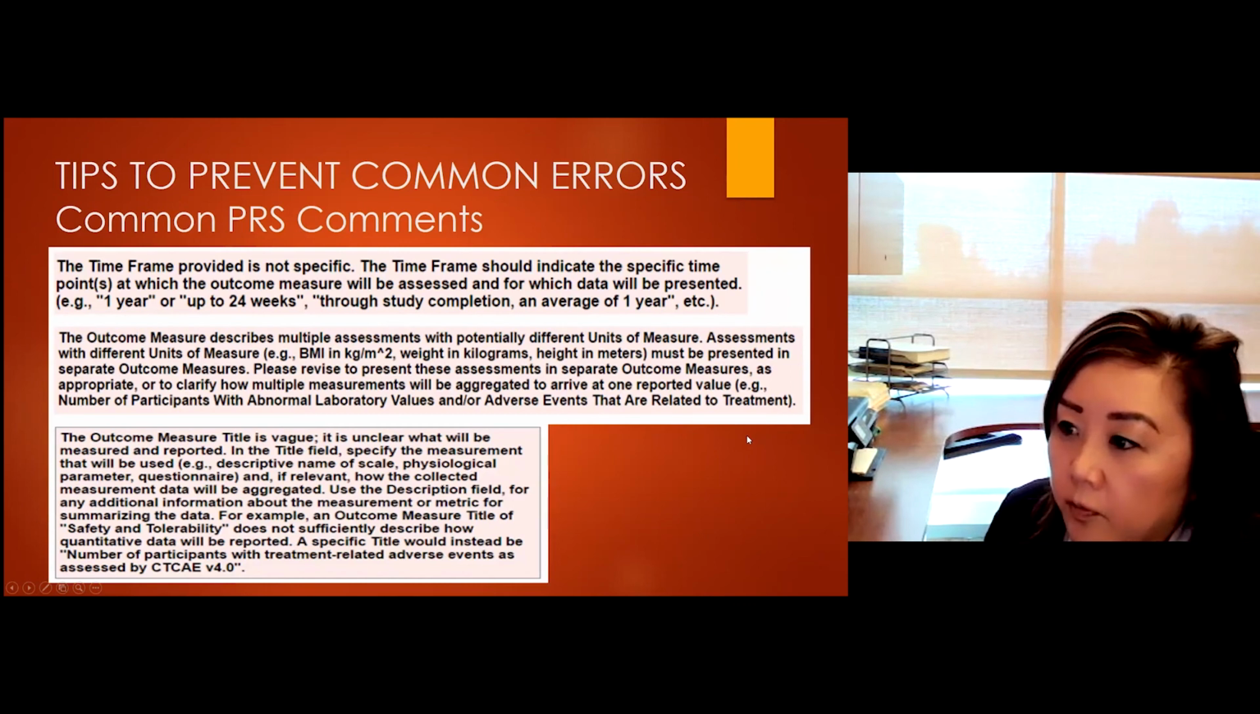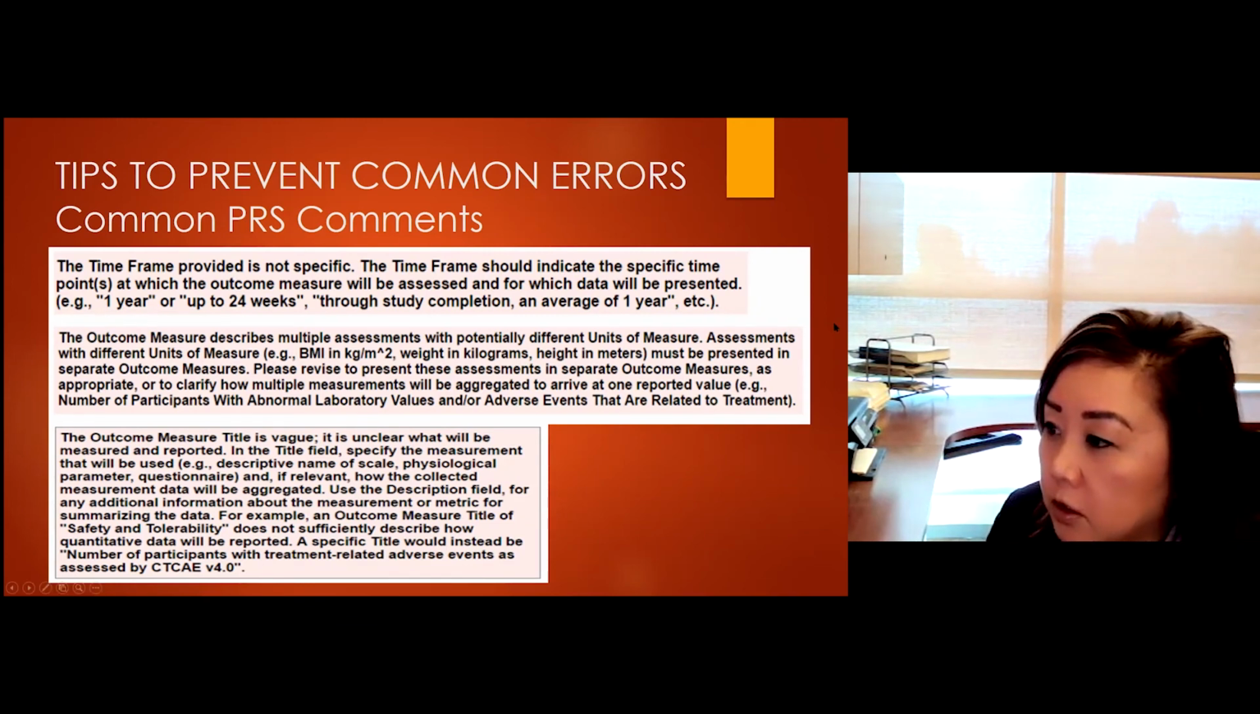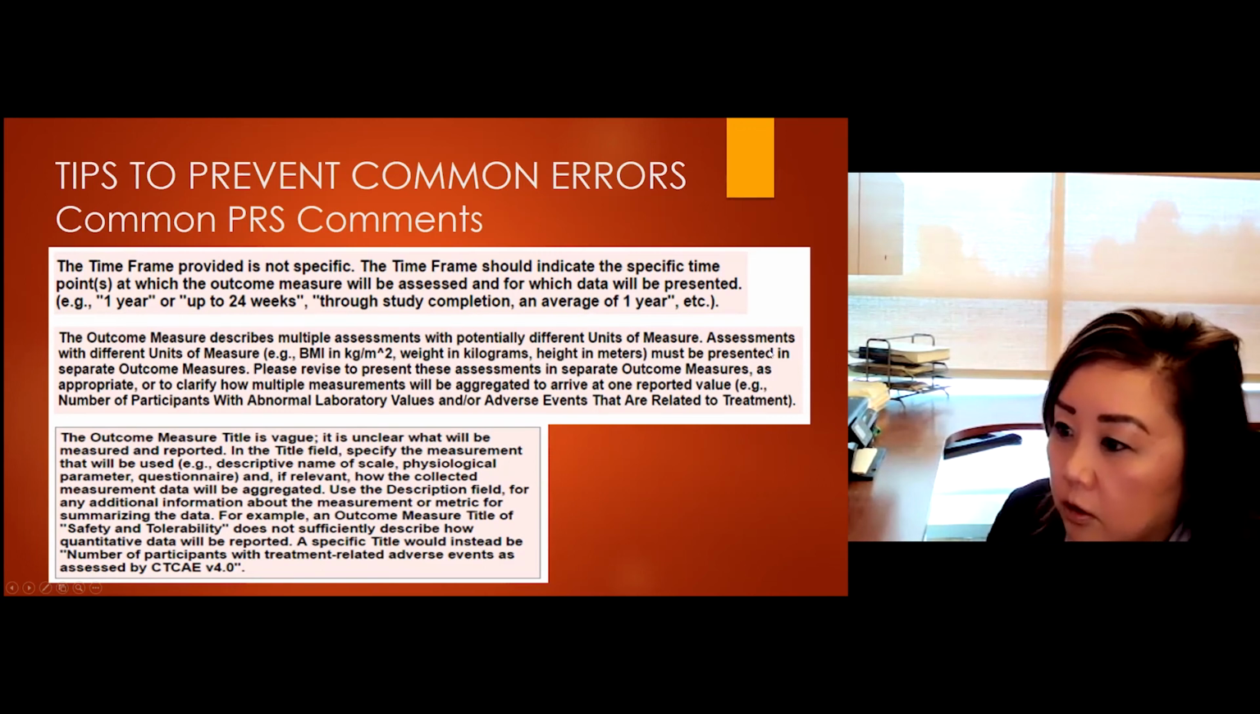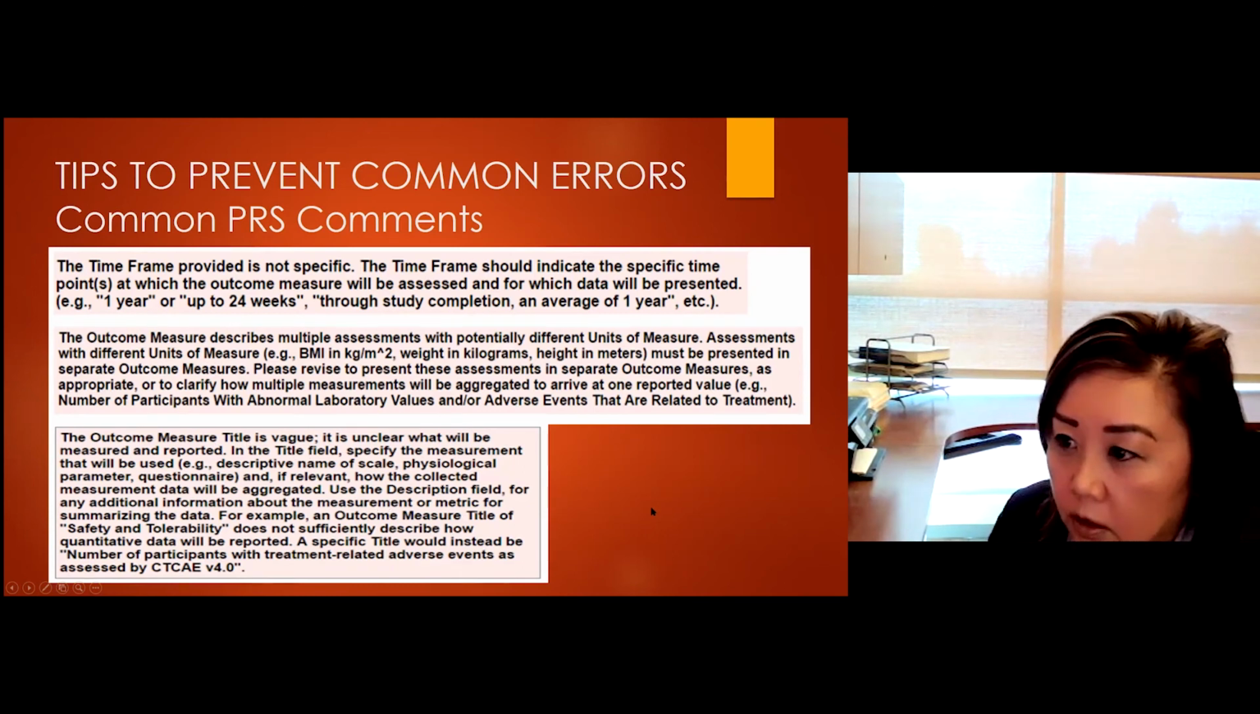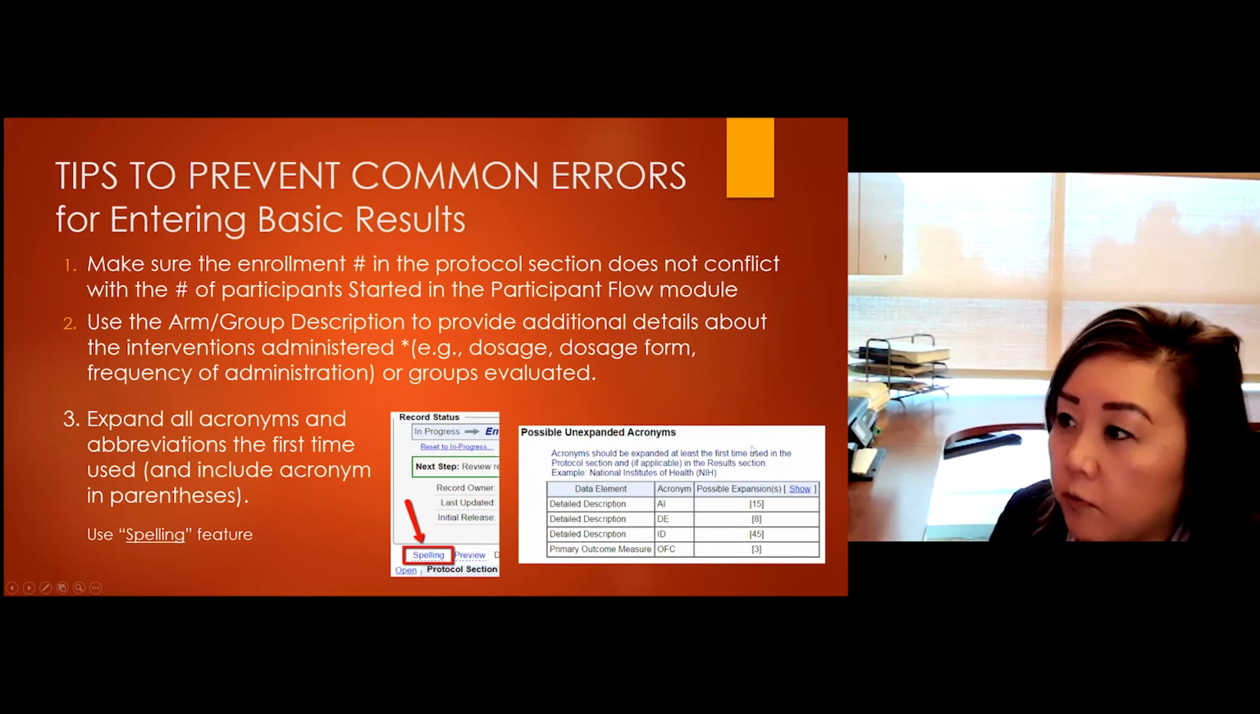The time frame is not specific, so they'll ask you for more specifics in the time frame. The outcome measure describes multiple assessments with potentially different units of measure, so they'll want to make sure that you use a consistent unit of measure. And then also the outcome measure title is vague, so they'll ask for a little bit more specificity in that regard.